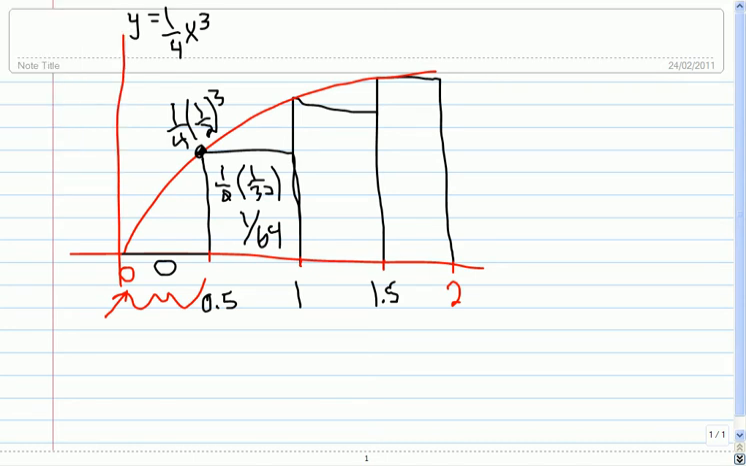Okay, so the next piece that we're at is here. It's going to be 1 quarter times 1 cubed. So the area is going to be 1/2 times a quarter. So I end up with 1/8.